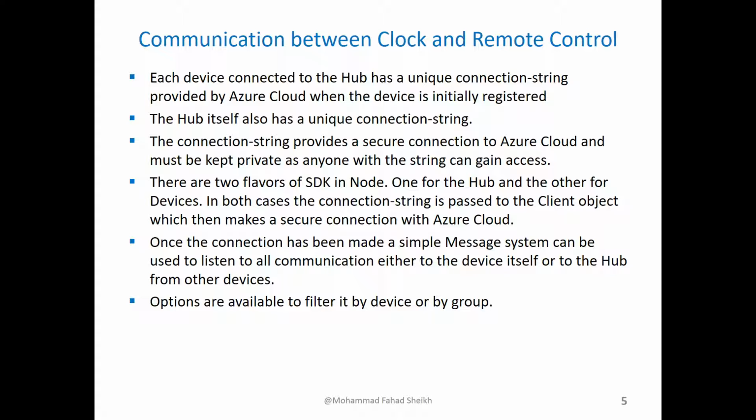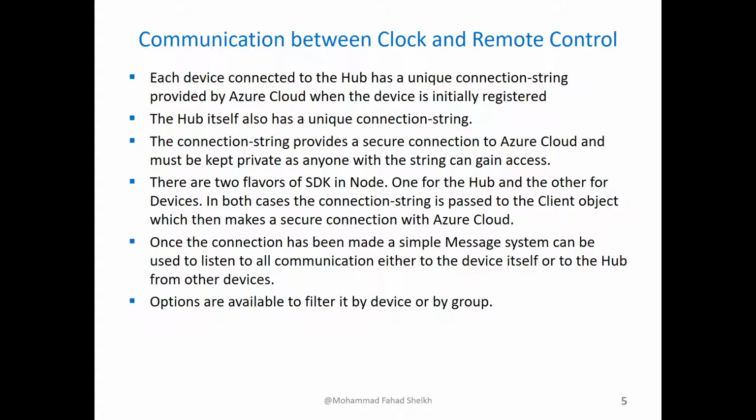The hub itself also has a unique connection string, which you can obtain from the IoT website. The connection string provides a secure connection to the Azure Cloud and must be kept private, as anyone with the string can gain access. As you will shortly see in the next slide, the string is all you need, and once you have that, you can connect to the cloud and start receiving and listening in on messages.